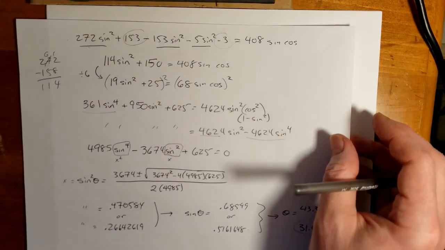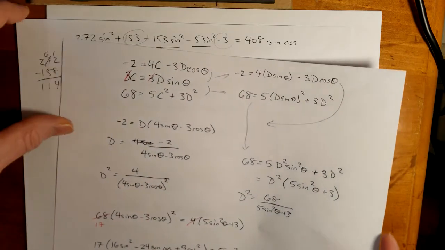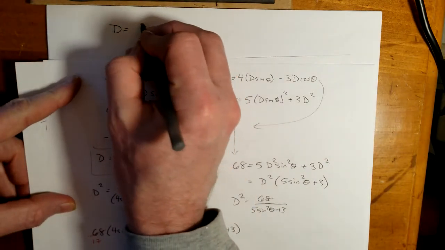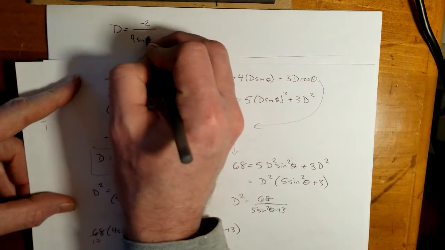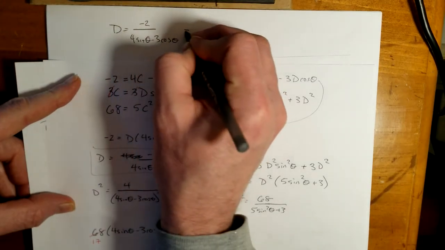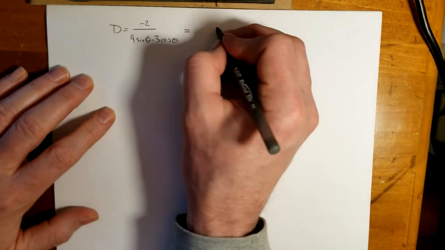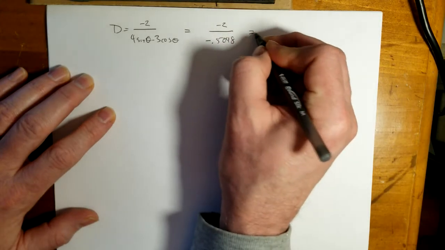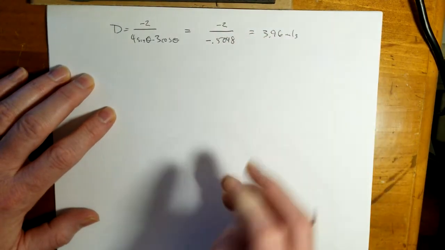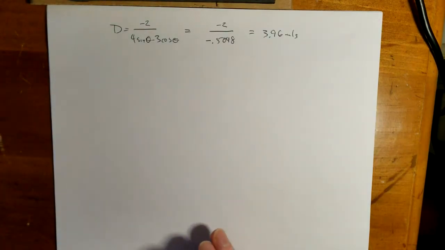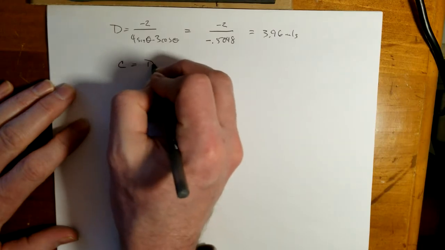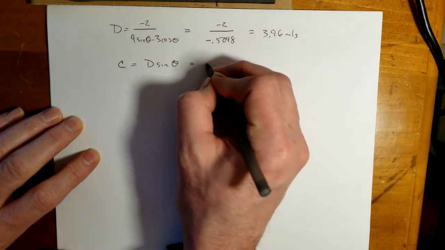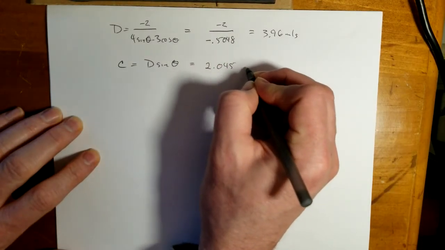So I do have formulas here. I have a formula for d right there in terms of theta. So d is equal to, just rewriting that formula, negative 2 over 4 sine theta minus 3 cosine theta. And so if I plug in, I get negative 2 over negative 0.5048, which is 3.96 meters per second. My formula for c, I know that c is equal to d sine theta. And so this would be 2.045 meters per second.